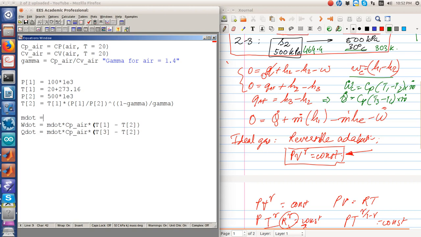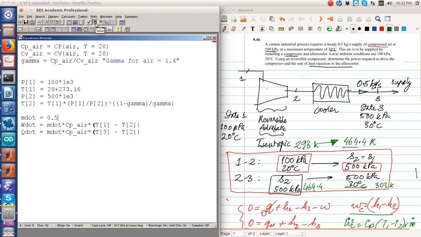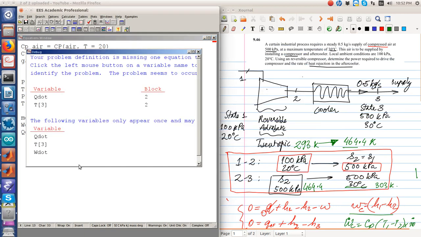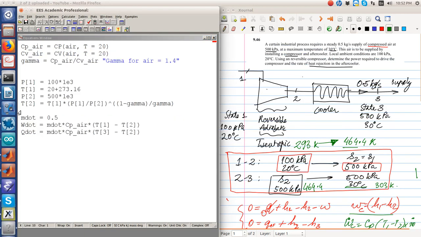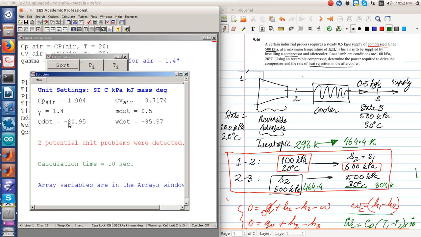M dot is equal to 0.5 kg per second. Oops, we have not defined what is T3. T3 is given as 30 degrees Celsius. So the work done on the system, which is the work done on the compressor, is 85.97 kilowatt, and the heat rejected from the system is 80.95 kilowatt.